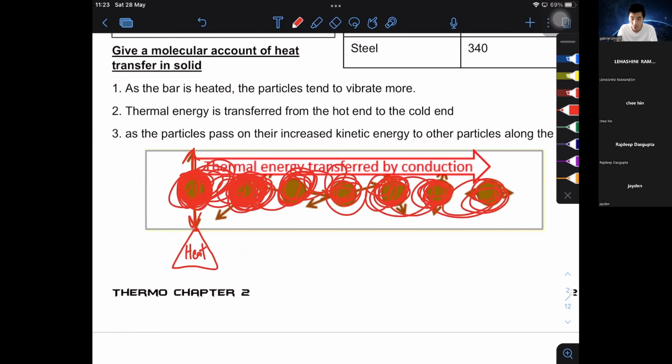That is the reason why, for conduction to occur, usually it will go from the hot end all the way until it reaches the cold end, because the energy is slowly vibrating and passing energy to the adjacent molecules here. It'll start off from the heat source, vibrate, pass energy, vibrate, pass energy, and so on and so on.